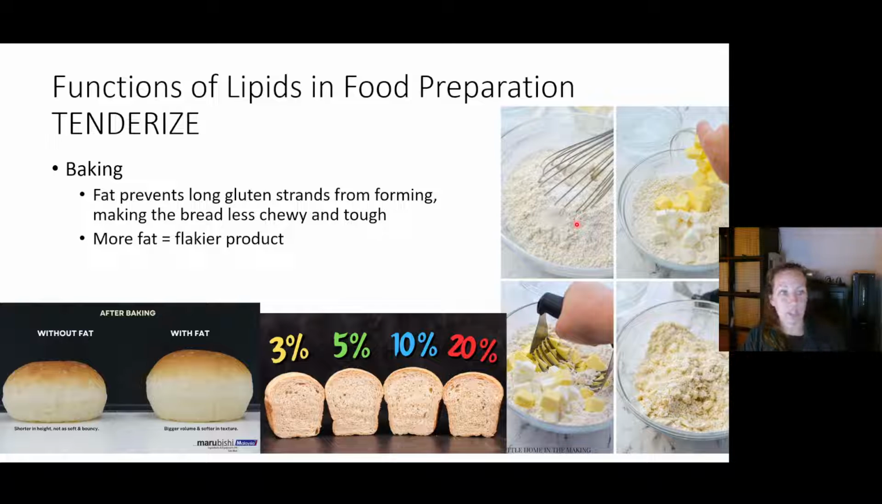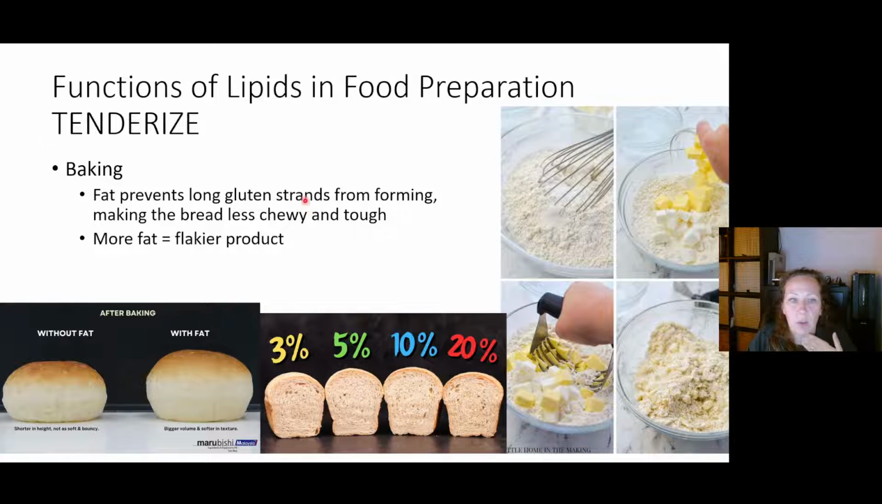Okay, so the second function of lipids in food preparation is tenderizing. And we're going to be talking mostly about baking here. If we add fat, it prevents long gluten strands from forming. It just kind of goes in between there, and there's a barrier, and the gluten strand can't be as long. Gluten is the toughness of bread. It's like the biggest structure component of bread. And so having fat in there just makes the bread less chewy and tough.